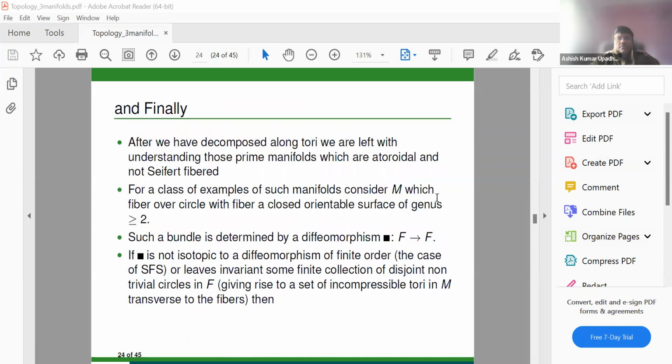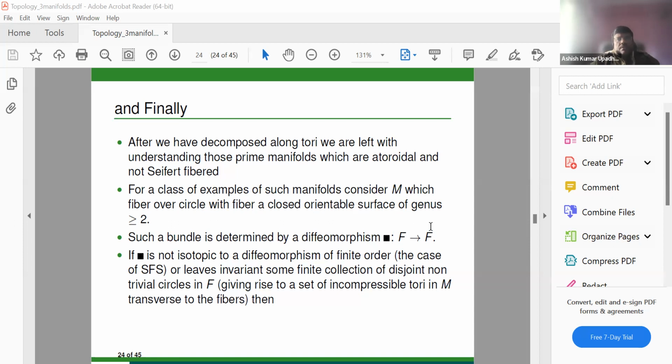Now, finally, what happens is that we have decomposed along tori, and we are left with understanding those prime manifolds which are atoroidal and not Seifert fibered. For a class of examples of such manifolds, look at the manifolds M which fiber over circles with fiber a closed orientable surface of genus greater than or equal to 2.